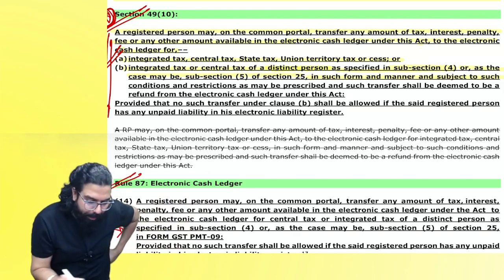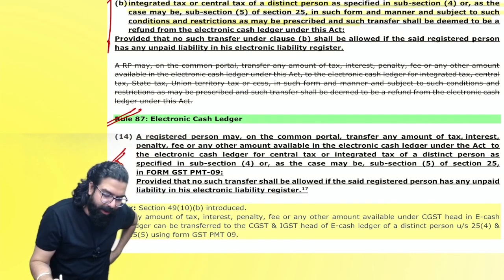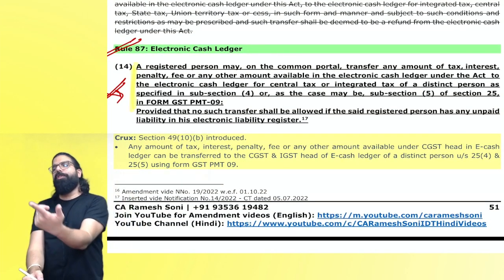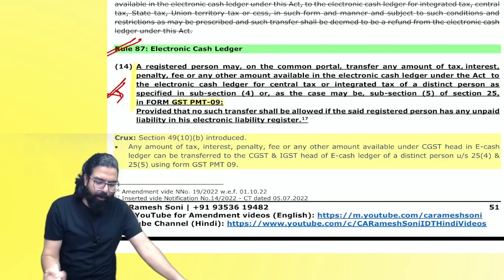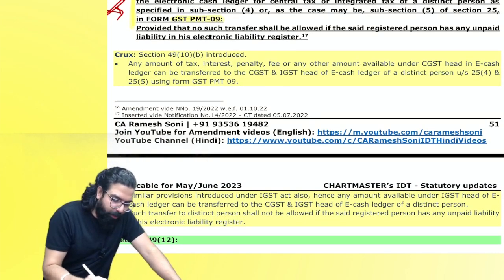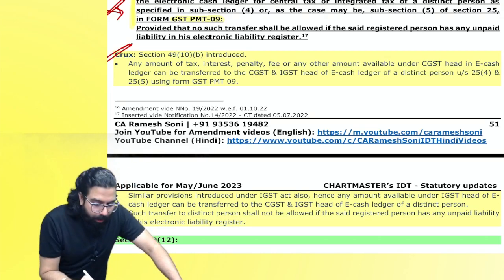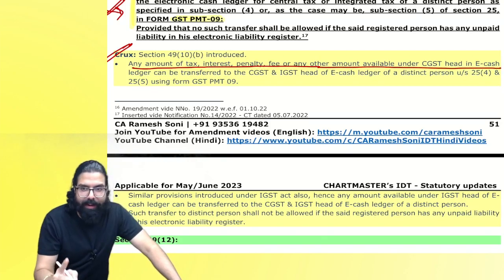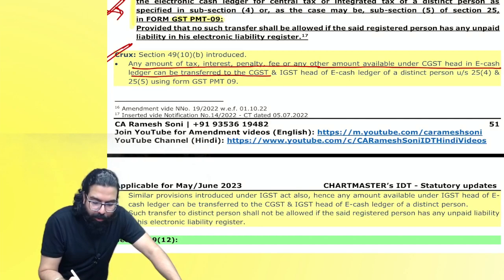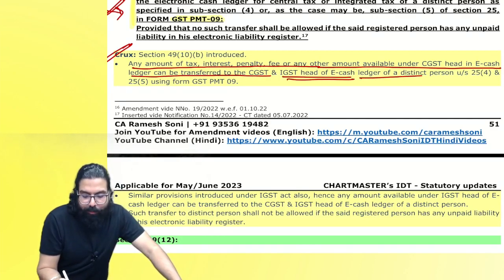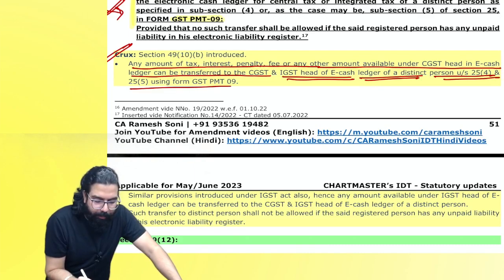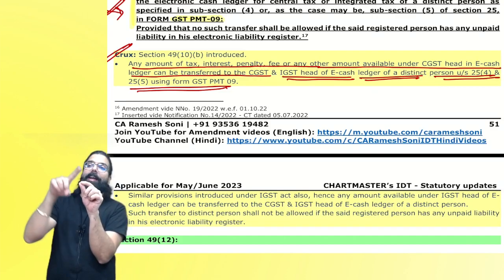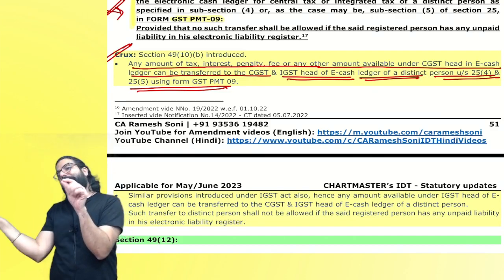And, sir, in such form and manner as may be prescribed. Everyone over here. Now they have gone ahead and prescribed the manner. How will you go ahead and do the transfer? Use GST PMT09. Can I go ahead and tell you the crux of this story, everyone? Any amount of tax, interest, penalty or any other amount available in the CGST head in the e-cash ledger can be transferred to the CGST or IGST head of the e-cash ledger of a distinct person using form GST PMT09. From my CGST head, I can transfer to my distinct person's CGST or IGST.